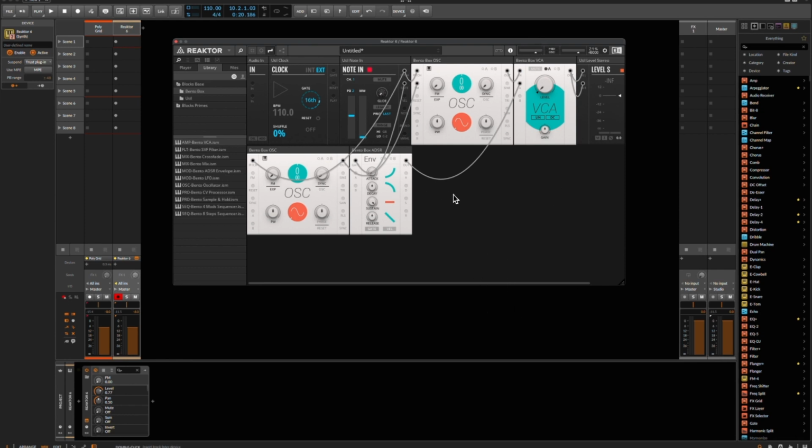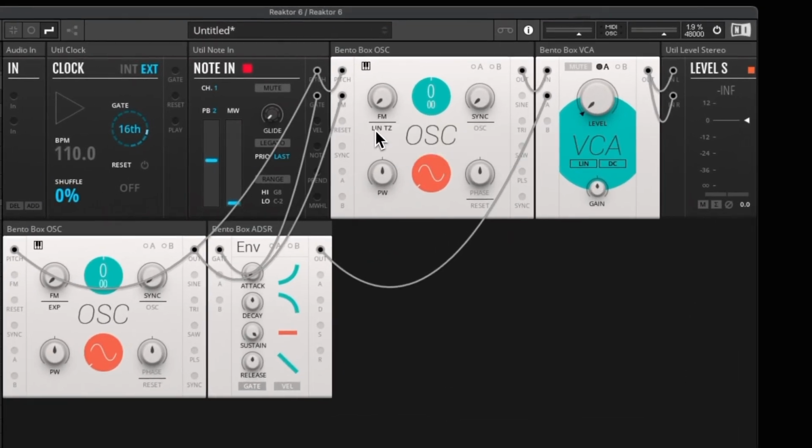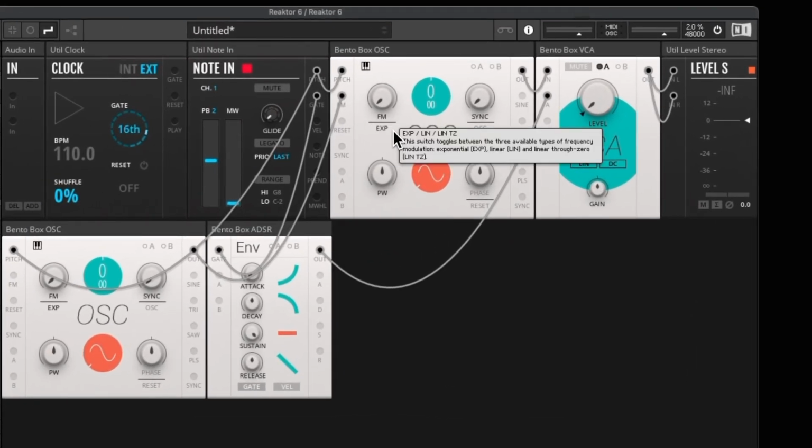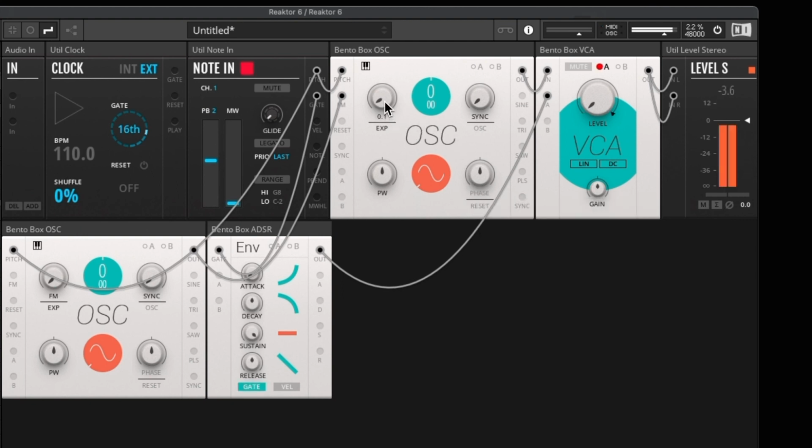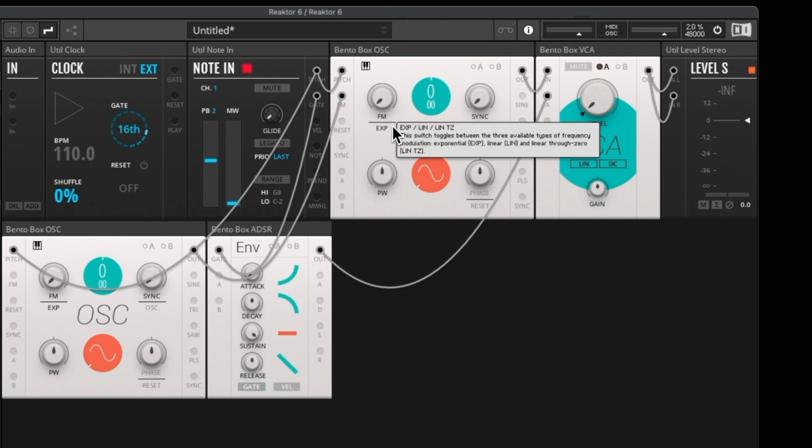I chose this little reactor ensemble because here I can easily switch between the different modes, between exponential, linear, and linear through zero FM. So now let's listen to it and try to observe the characteristics. Let's start with exponential. So I hit the note. As we can hear, this not only affects the sound, but also the pitch. Then let's go to linear FM and see how that sounds.